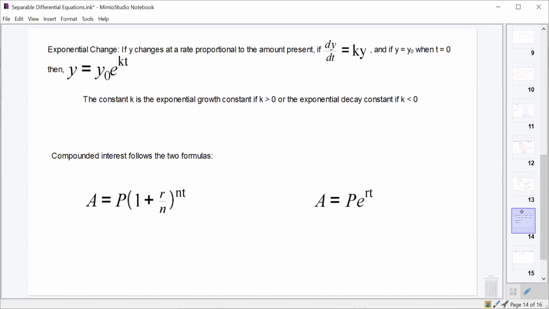This is your compounding n times per year. This is your continuously compounding one. They both come from differential equations. This one's a little bit more complicated of a differential equation, but that's fine. And this stuff up here is all the stuff I was just saying, right? We have growth if k is positive, or if we put a negative sign in front of the k, and decay if k is less than 0.